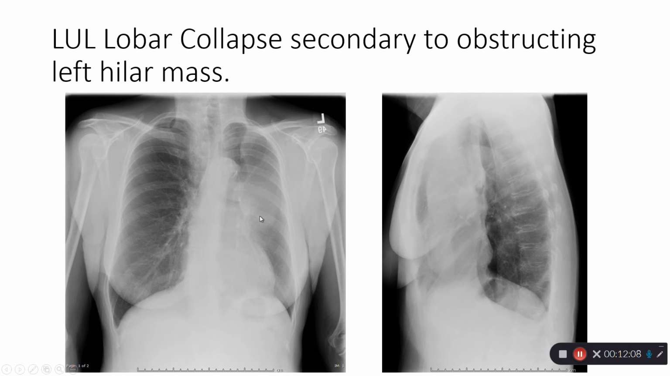So this is an example of an obstructing left hilar mass, which ended up being a primary pulmonary malignancy in this case. One thing to remember whenever you have a lobar collapse in an adult patient, we are going to be worried that there could be an underlying endobronchial lesion or underlying malignancy.